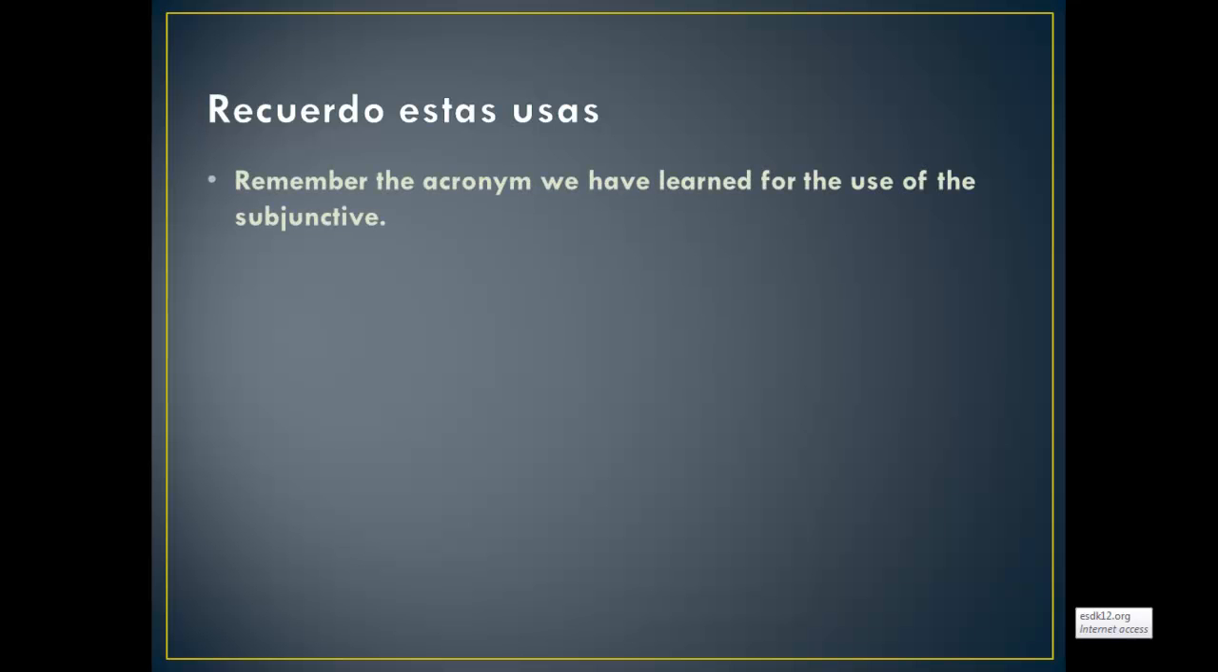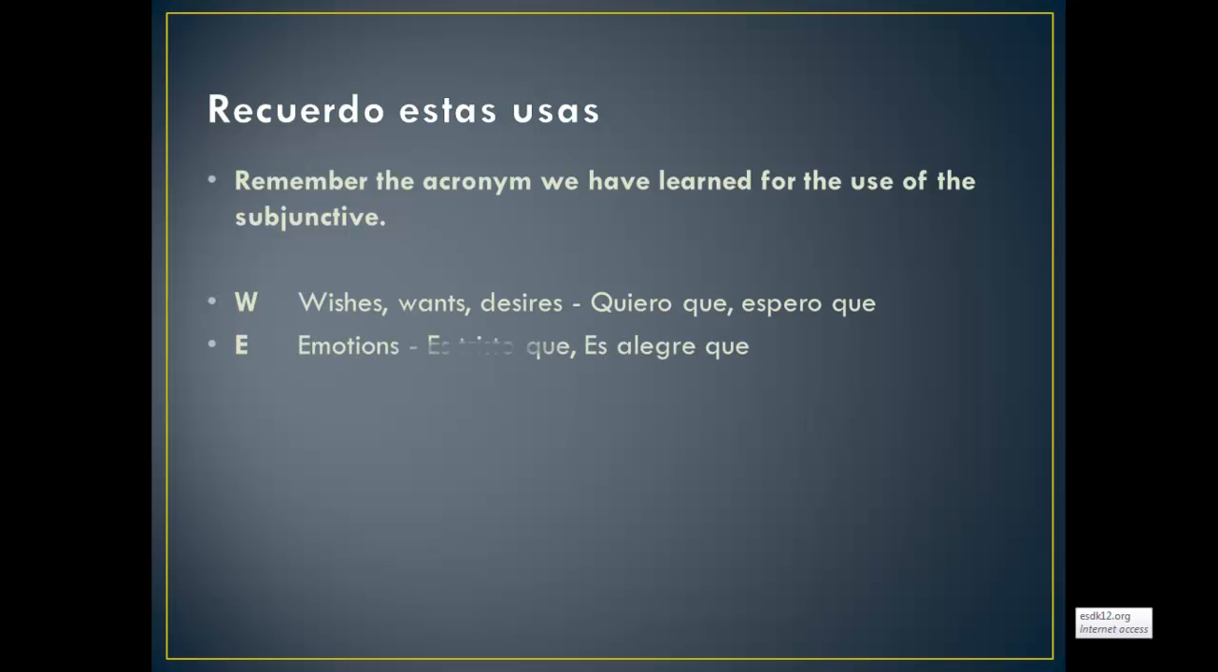So first I just wanted to go back through the things that we've learned about the subjunctive already. Remember our acronym WEIRDO. The W is wishes, wants, desires. These are all those phrases that start quiero que, espero que, and after these phrases, as long as I have a change in subject, I'm going to use the subjunctive. The E are emotions. Es triste que, es alegre que. It's sad that, it's happy that, I'm angry that this happened.